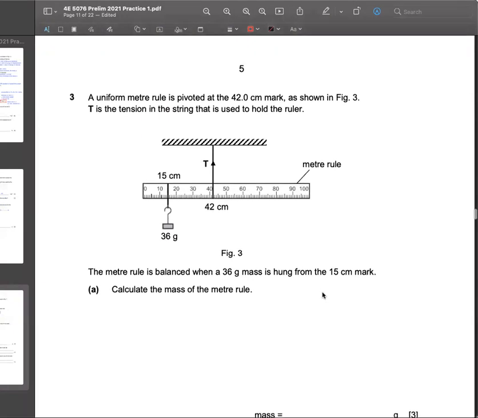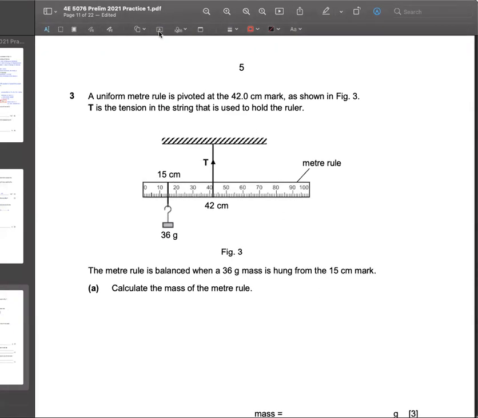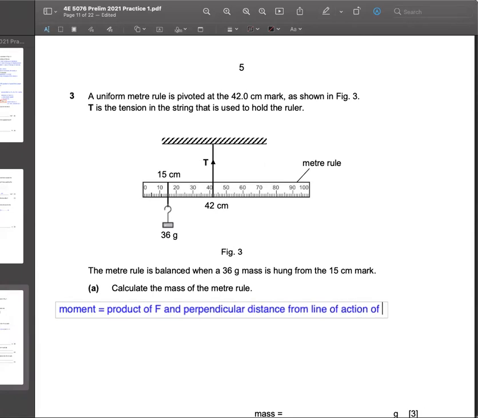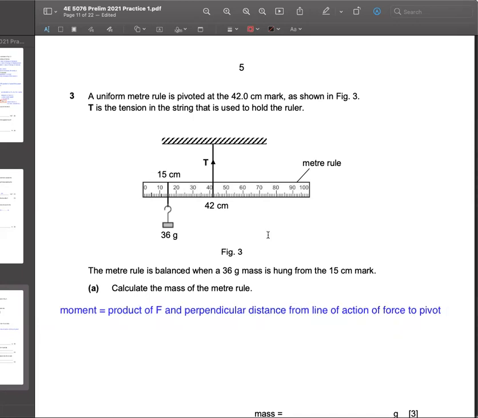Okay. Question 3. How do you do this? Okay, let's define what is moment. Moment is the product of force and perpendicular distance from the line of action of force to the pivot. Sorry, what? Okay, what is line of action? Line of action. Oh, the amount, the force is it?